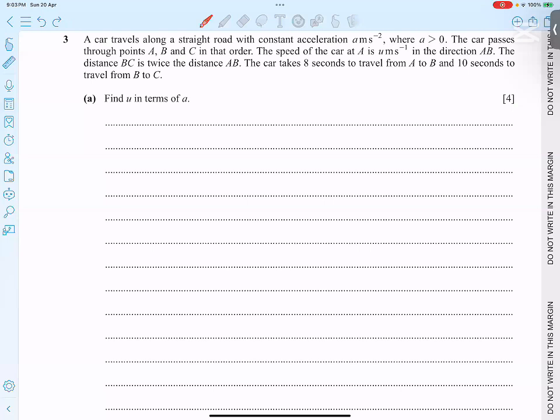So, question number 3, we have a car travelling on a straight road with constant acceleration. The car passes points A, B, C in the same order. Let's take a look here: I assume this capital A, capital B and capital C. The speed of the car at A is U. And the distance of BC is twice AB. It means if this distance is D, this distance will be 2D.